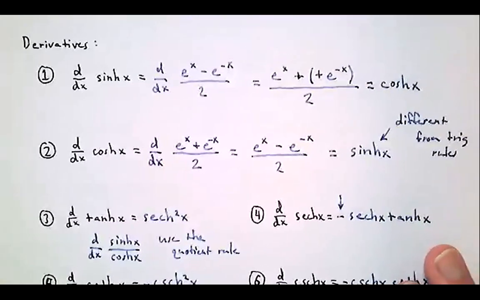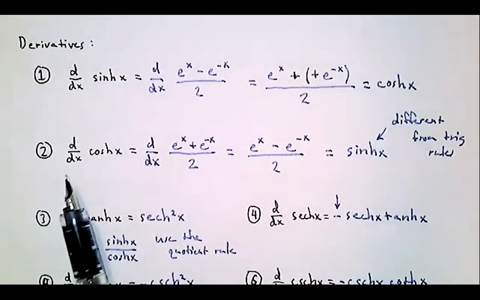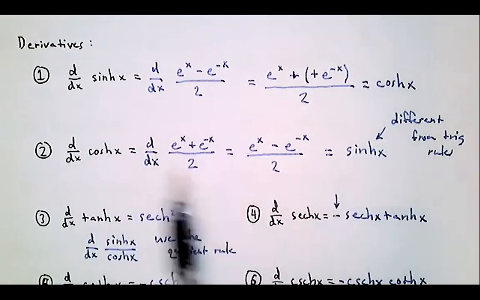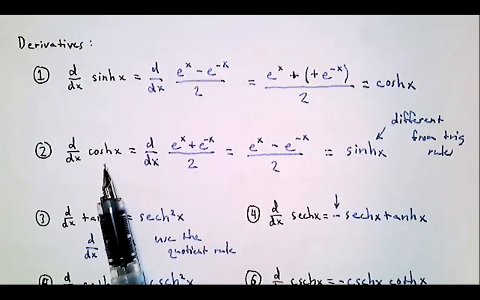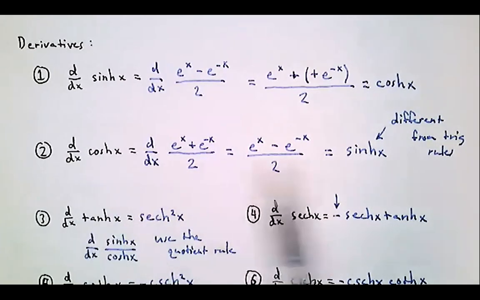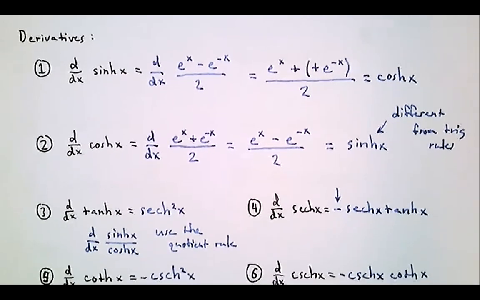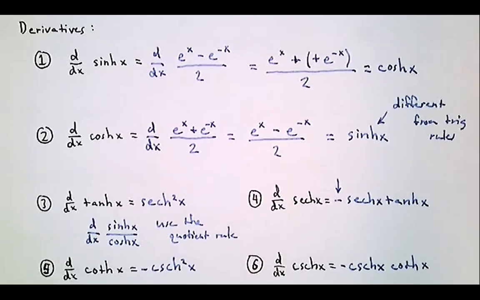Which brings us to the derivatives themselves. We found the derivative of sinh to be cosh and the derivative of cosh to be sinh. So this is another similarity between the hyperbolic functions and the trigonometric functions. But there are some subtle differences, like the derivative of cosine is negative sine, but the derivative of cosh is positive sinh. So they're similar, but there are these differences that you have to remember, like this minus sign here on the derivative of hyperbolic secant.